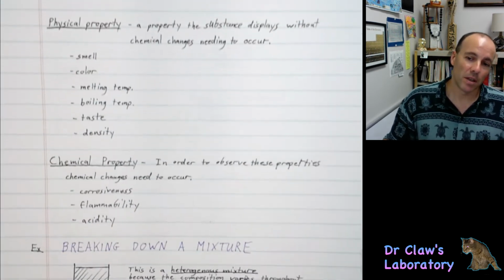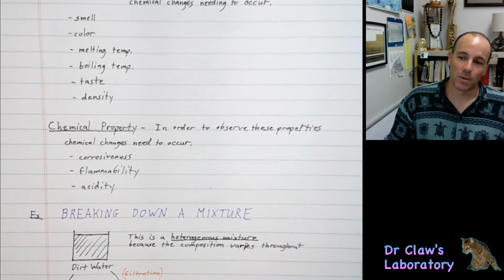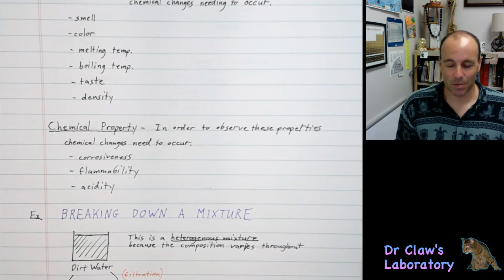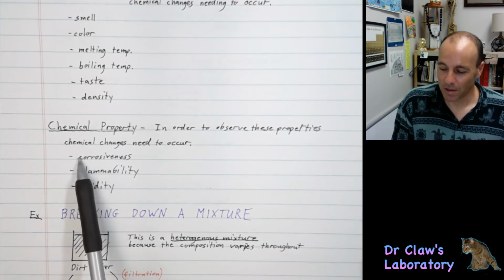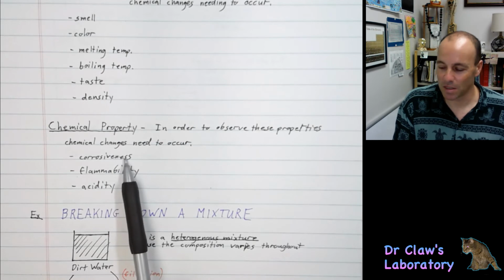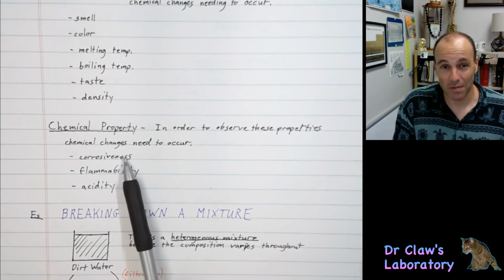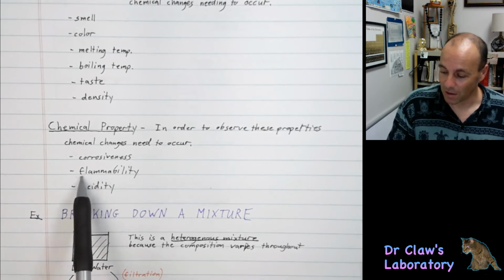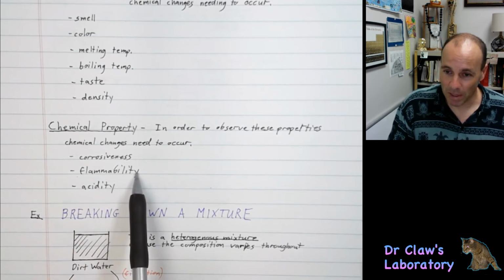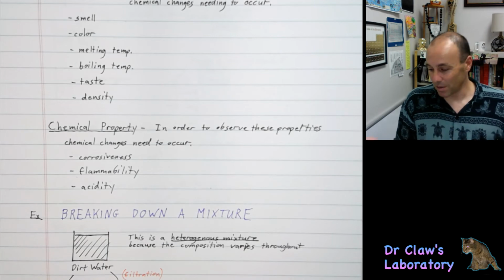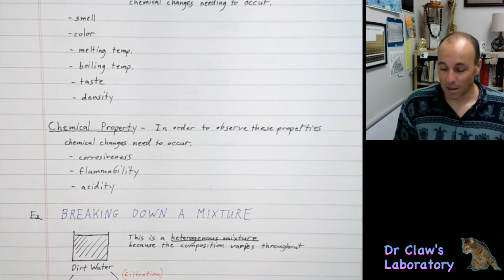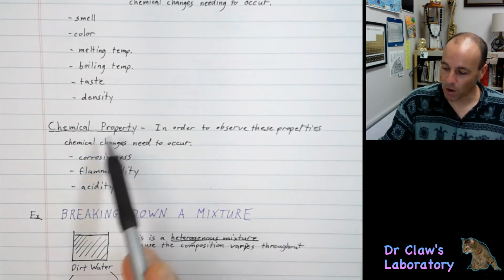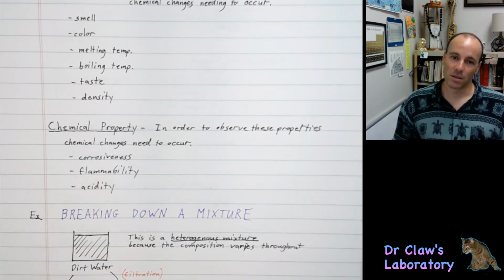Chemical properties, on the other hand, require chemical reactions. If you want to observe any chemical properties, that means you need to look at chemical reactions. In other words, is the substance corrosive? Well, to see if it's corrosive or not, you have to watch it corrode something. That's a chemical reaction. Is it flammable? Flammability. If you want to see if it burns, you have to do a chemical reaction. You have to burn something with it. Acidity also requires a chemical reaction. So chemical properties require chemical changes in order to observe them.